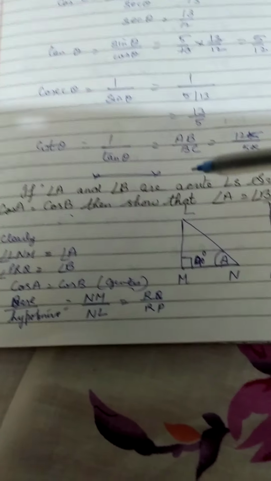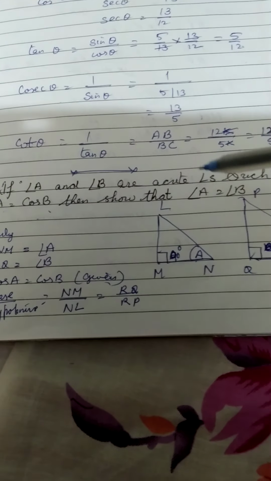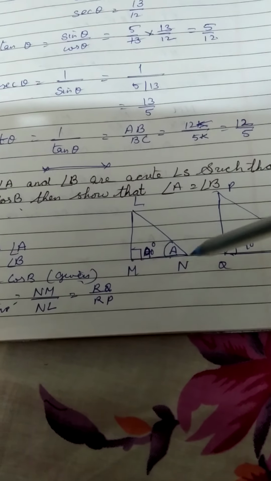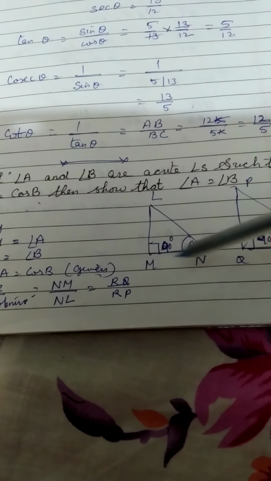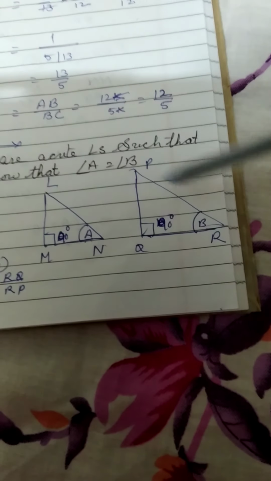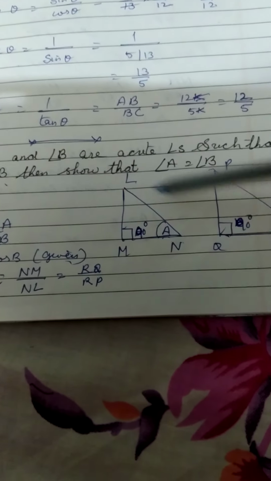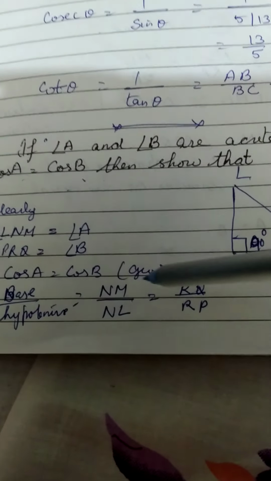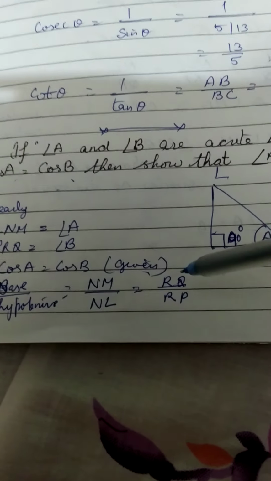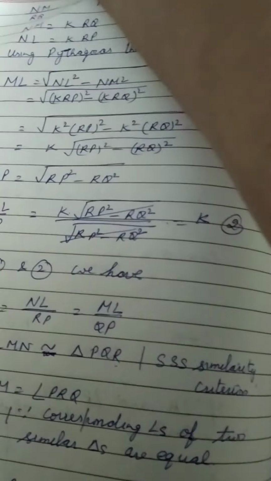Cos A means base upon hypotenuse. Base upon hypotenuse means MN upon LN, and here it is QR upon PR. So MN upon LN is equal to QR upon PR, that is, NM upon NL is equal to QR upon PR. It is according to cos A equal to cos B.